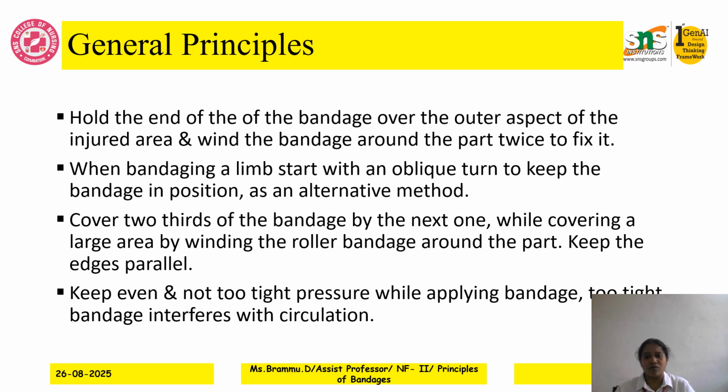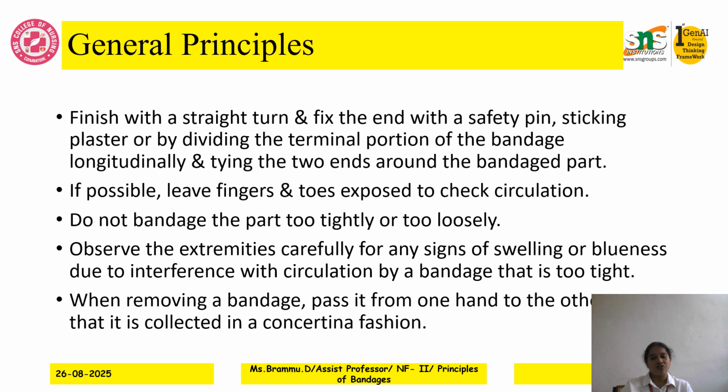When bandaging a limb, always start with an oblique turn in order to maintain the muscle integrity. And see that you cover two-thirds of the previous turn of the bandage while covering a larger area. While winding the roller bandage, keep the edges always parallel to each other. So it should be neat and appropriate, not having twists and turns in between. The bandage must not be too tight, as it may compromise the circulation, and if it is too loose it might not meet the purpose of the bandage.